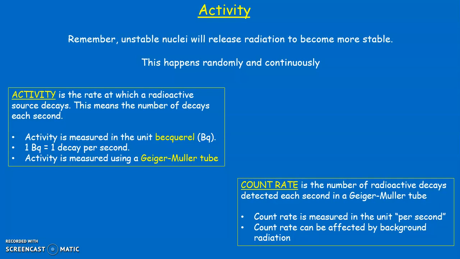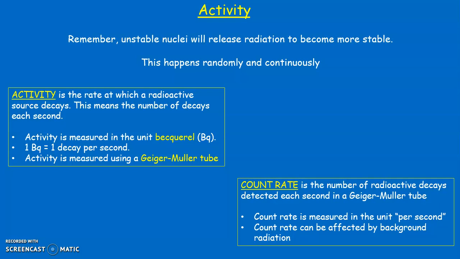Count rate, on the other hand, is the number of radioactive decays that are detected by a detecting machine like a Geiger-Müller tube. So the count rate is to do with the actual detecting machine. It counts how many ionizing events happen.